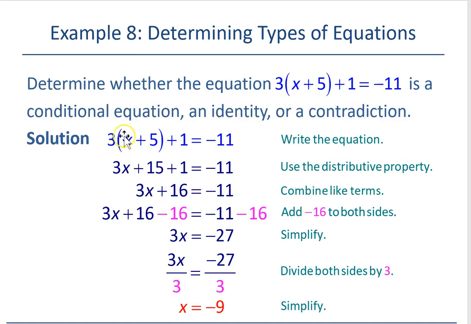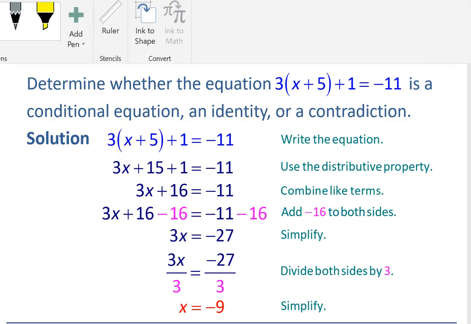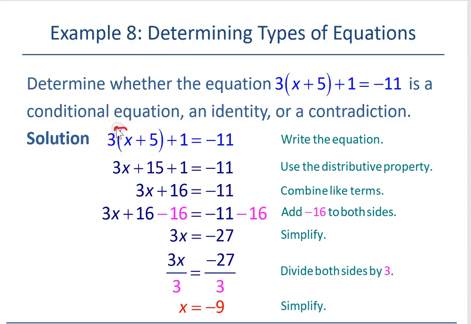Notice here what they do is they distribute this guy out. In fact, I'll draw the lines here. Here they come in and they distribute. This is how they get to this part here. Notice they're going to combine like terms here. This is where they get to 16. Subtract 16 from both sides. You get 3x equals -27. So 3x, and then they're going to divide off the 3, and then you get x is equal to -9.